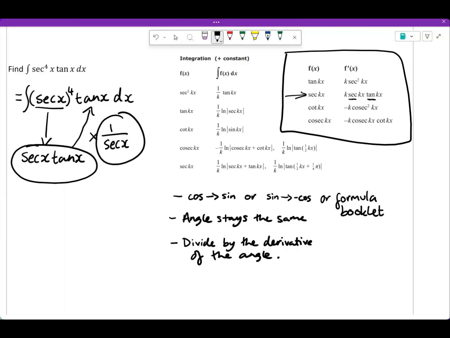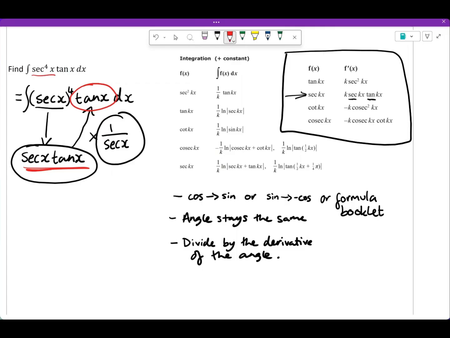So I'm going to consider how I can rewrite the integral further. Okay, because we want, ideally, a numerical multiple of sec x tan x outside the brackets. But currently, we only have tan x. So how am I going to magically get a sec x out there? Well, I can make use of the fact that in my question, I have sec x raised to the power of 4, and I can pull out a factor of sec x from that.